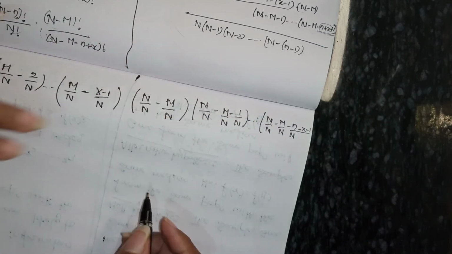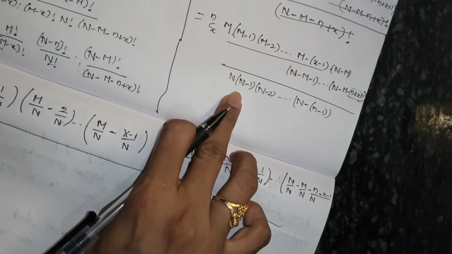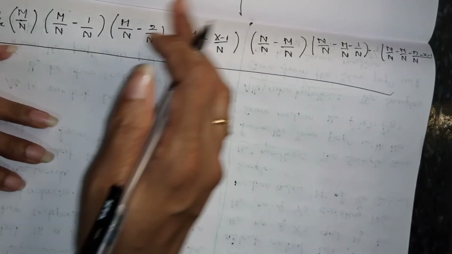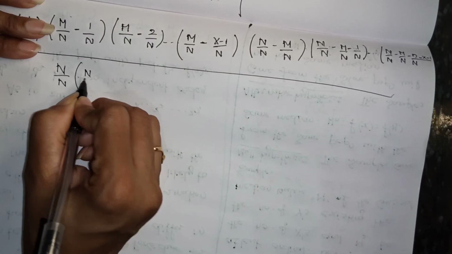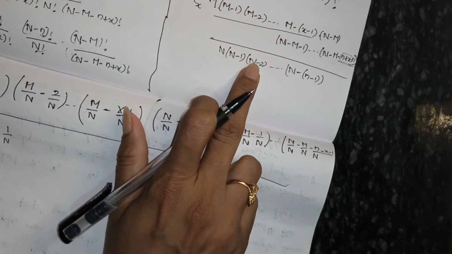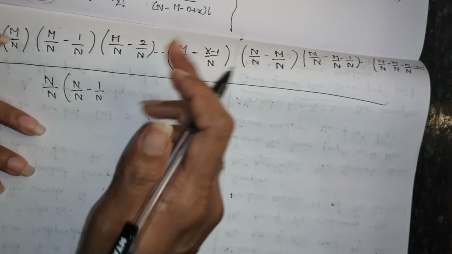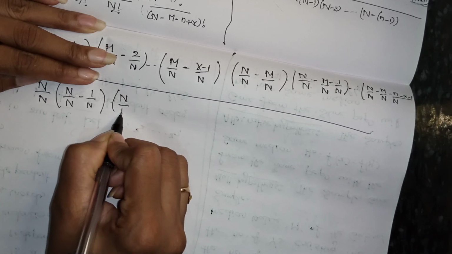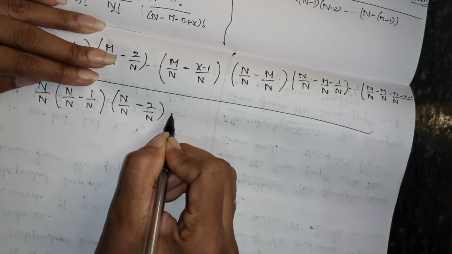Okay, so whole by the next is this term, n into n minus 1, n minus 2, and so on. So n by n into n by n minus 1 by n. With this term I am dividing this term with n. Okay, so n by n minus 2 by n, and so on.